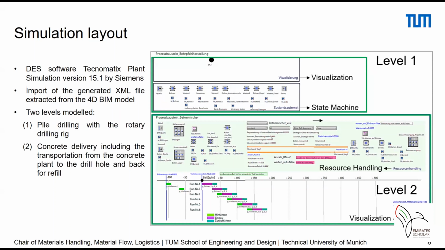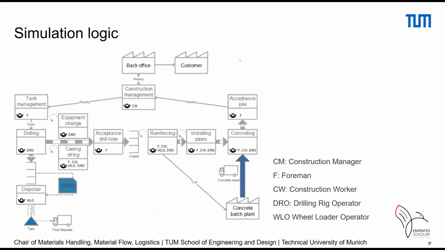Then the second level is shown here. There we concentrate on the concrete delivery. So the 2 levels consist of 2 different processes on the construction side, and this is also shown in the simulation logic. This is just a value stream map, but it shows the production itself, which we set up.